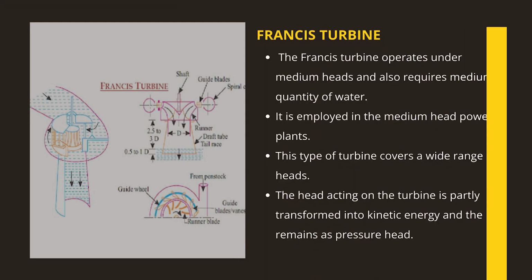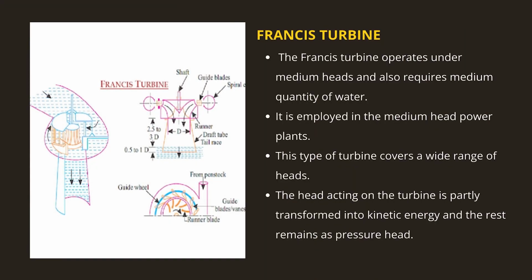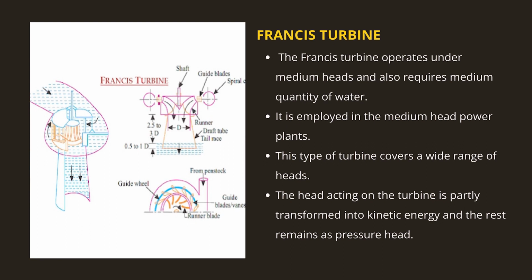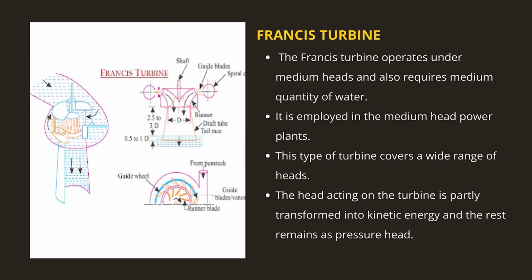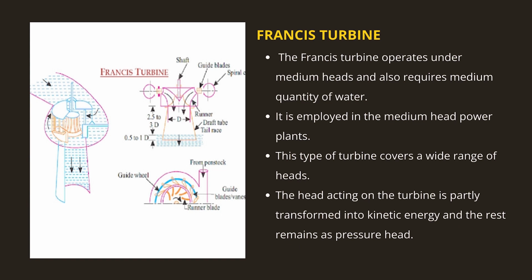Now, quickly let us go through the Francis turbine. The Francis turbine operates under medium heads and also requires a medium quantity of water. It is employed in medium head range power plants. This type of turbine covers a wide range of heads. The head acting on the turbine is partly transformed into kinetic energy and the rest remains as pressure head. There is a difference of pressure between the guide vanes and the runner, which is called the reaction pressure and is responsible for the motion of the runner.